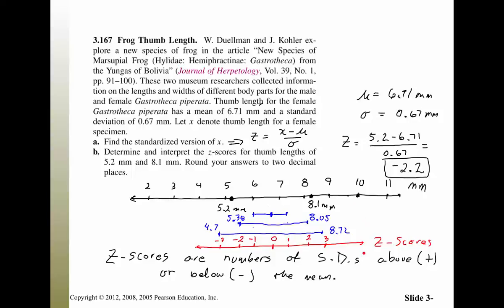So our first data value of 5.2 millimeters fell right here at minus 2.2 standard deviations from the mean, or 2.2 below. Right? So that lines right up. See that? And then the 8.1 was just about right at 2, just a little bit bigger than 2 standard deviations above the mean.